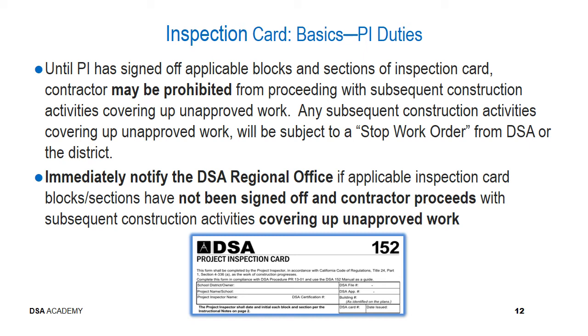As the project inspector, it's very important that you immediately notify the DSA regional office if the applicable inspection cards and the applicable inspection card blocks or sections have not been signed off, yet the contractor is proceeding with subsequent construction activities that will cover up the unapproved work.